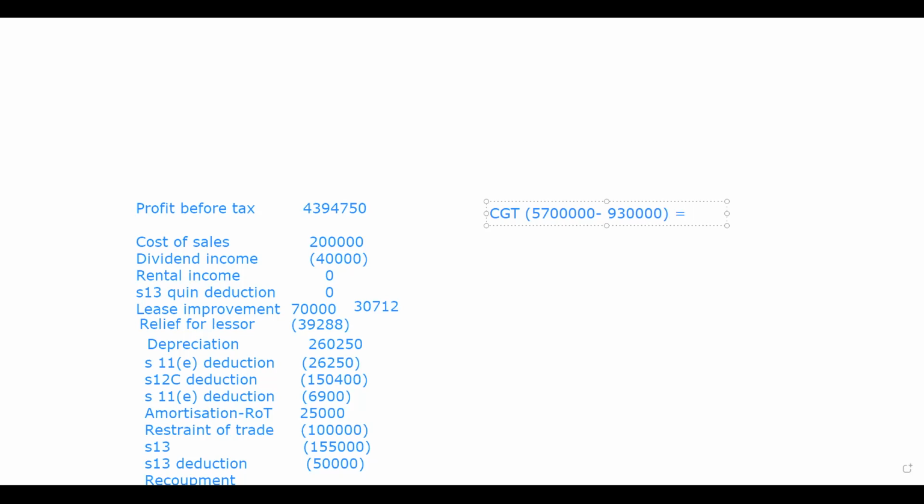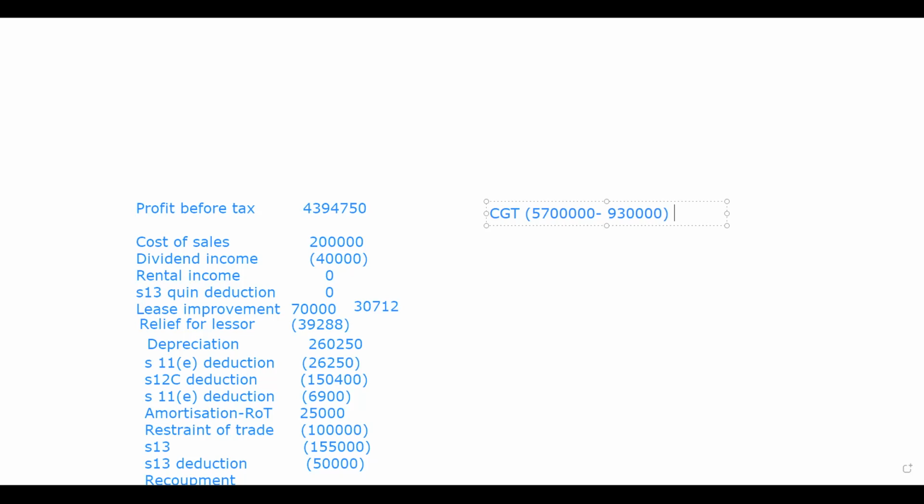So what is the capital gain? The capital gain is 5.7 million minus 930,000, and that's the capital gain. In this question, it was the only capital gain. If it wasn't the only capital gain, you would just put it on the side, do the other capital gains, and then add them up together with last year's previous. If there was a previous capital loss, you would add it back in this calculation.